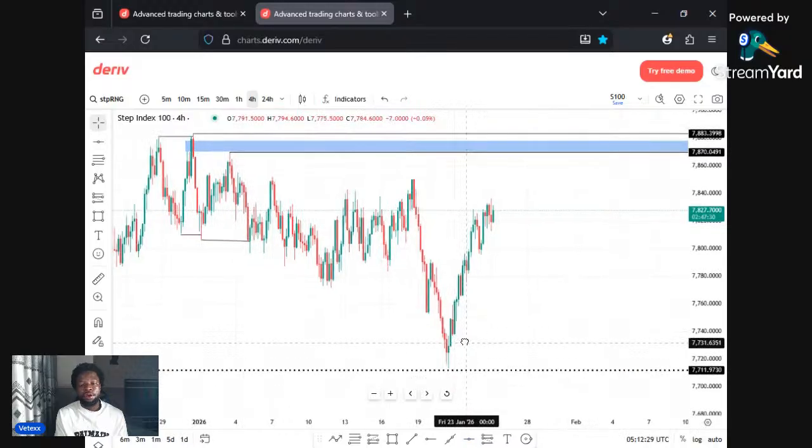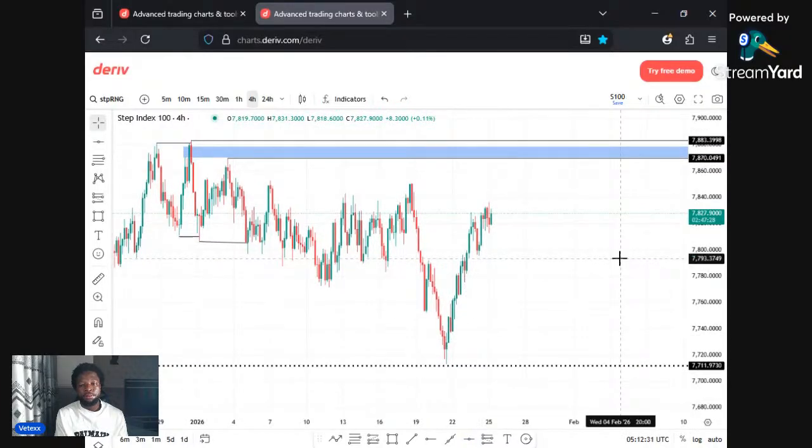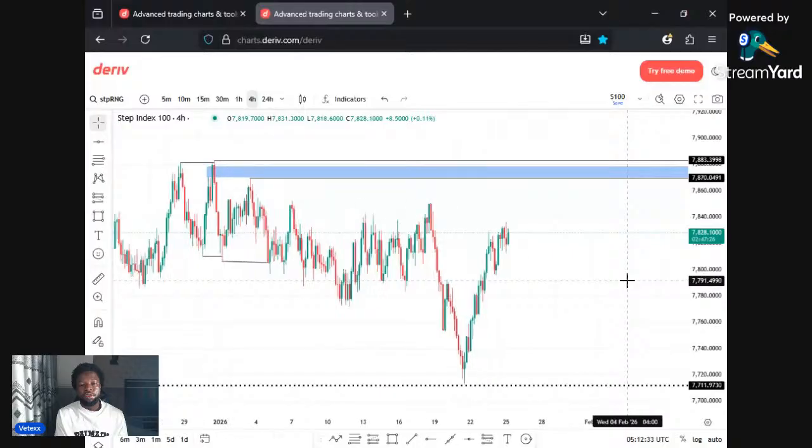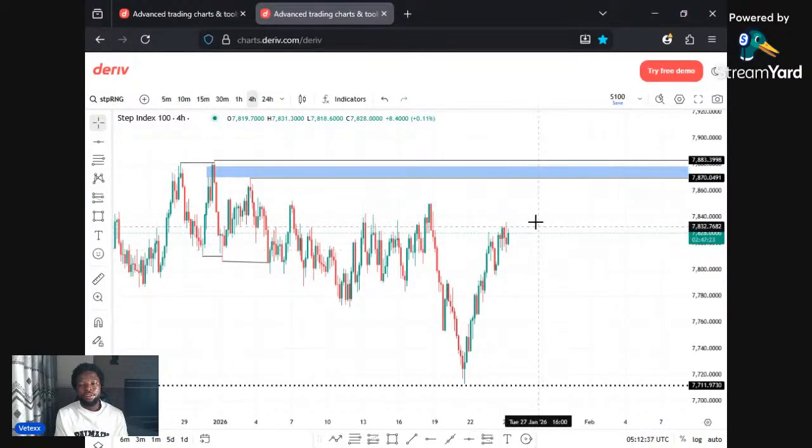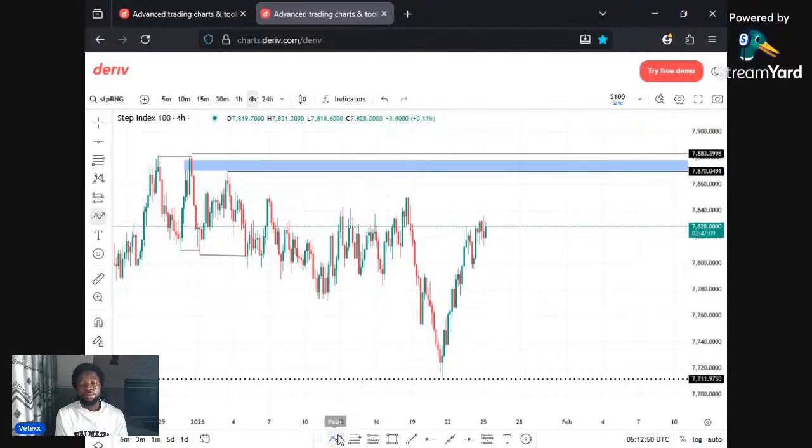Then you know that you don't have any business with it again. If price taps into this point of interest and starts selling, you scale down to the 15 minutes or 10 minutes time frame and start executing more setups on the lower time frame, until this target is taken out. So this is what you're anticipating on step 100.